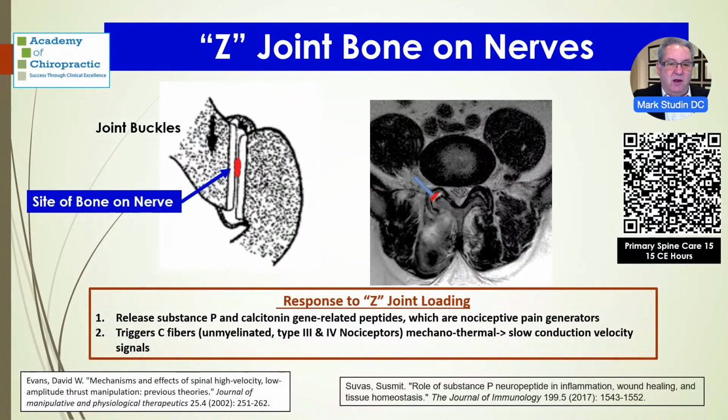And when that meniscoid goes out of position, here is your bone on nerve. It's not on the nerve root, folks. That physiologically cannot happen. A bone does not sit on the nerve root, non-negotiable. But right here is where the bone on nerve is, and it's affecting the nociceptors on the facet joint.